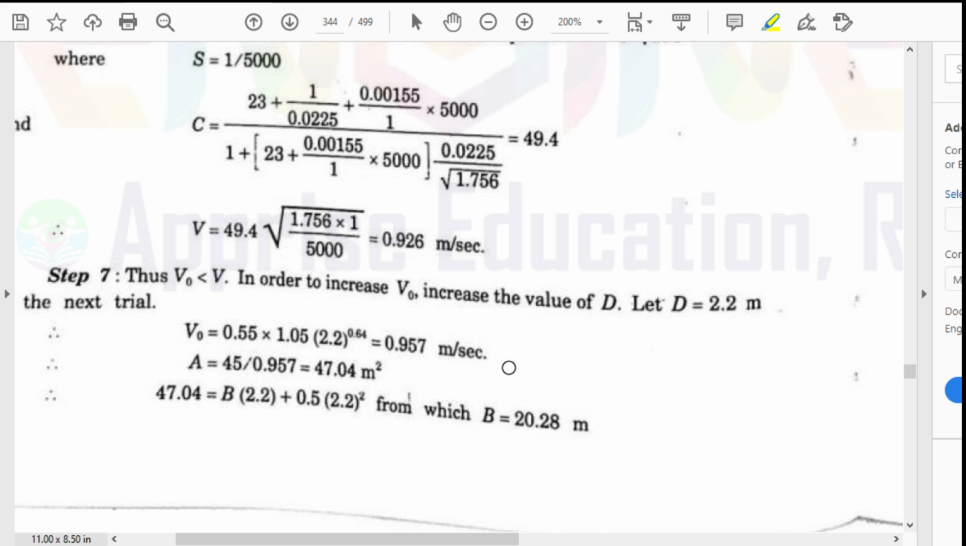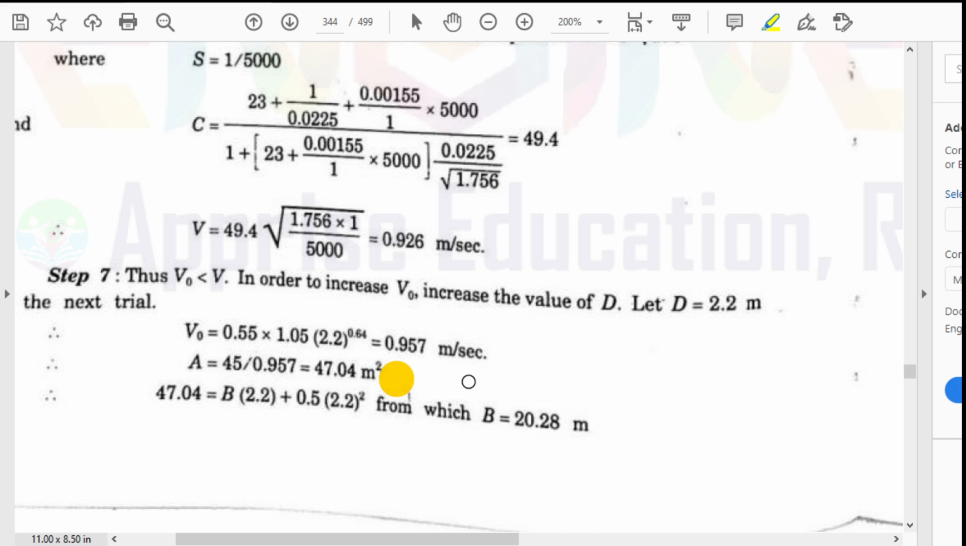Now the third step is we have to find out the area of cross section by using the continuity equation. By using the continuity equation we can find out the area as Q divided by velocity. Here your area comes out to be 47.04 meter square.